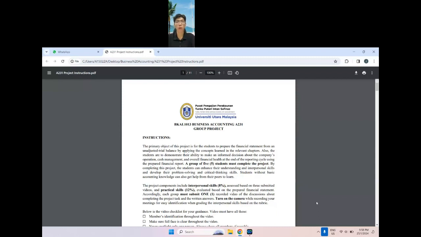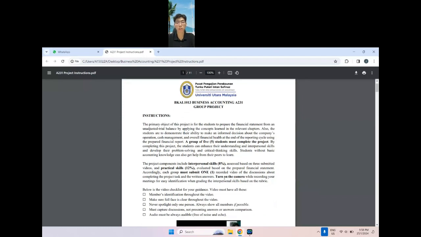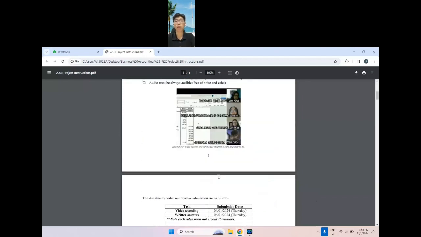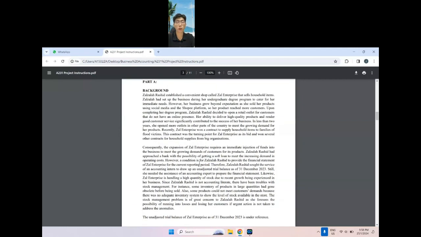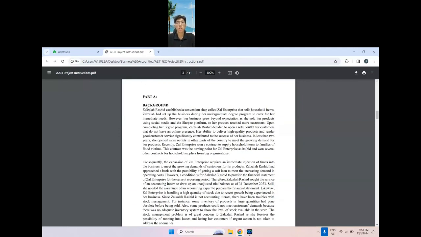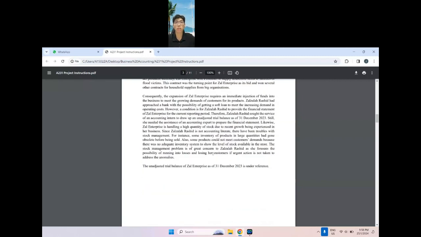And today we're going to discuss the group discussion of our business accounting report. In this report, we consist of three parts. Before entering Part A, let us look at the background of the group discussion. The company involved in this group assignment is Zalzala Rashid, which we call Zal Enterprise, that sold household items. And let us look at the instruction.